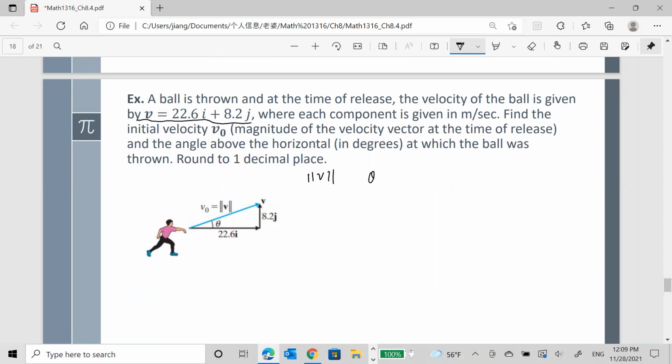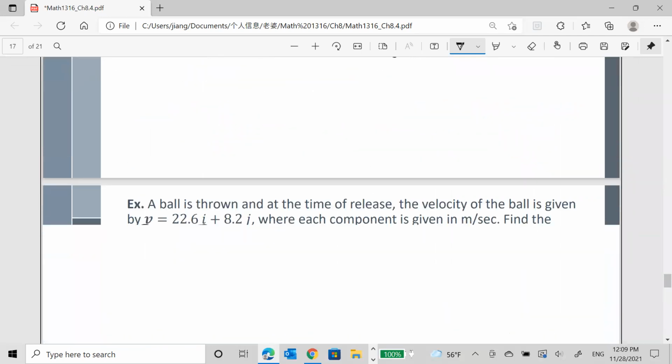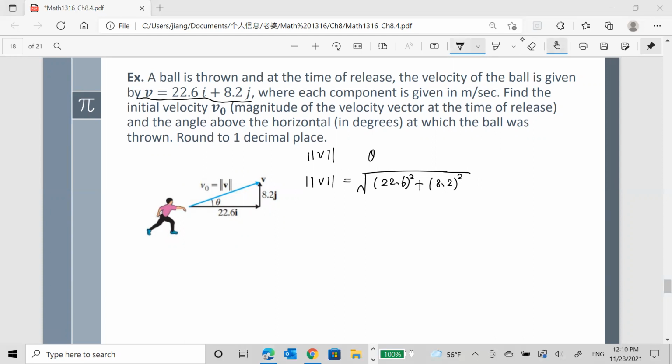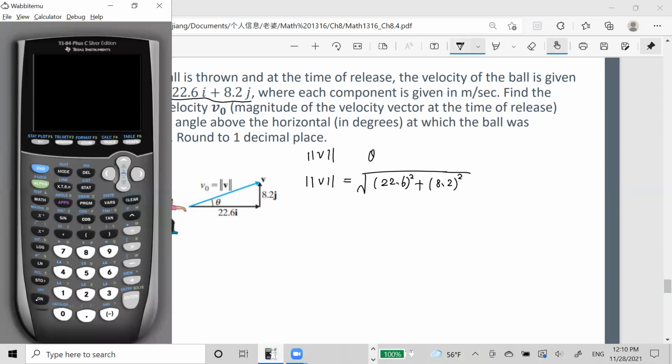Let's use the relationship. So the magnitude of v equals the square root of a squared plus b squared. So a is 22.6 squared plus b squared is 8.2 squared. Let's use the calculator to find the value.